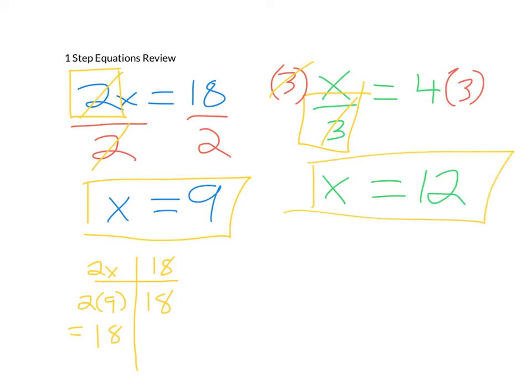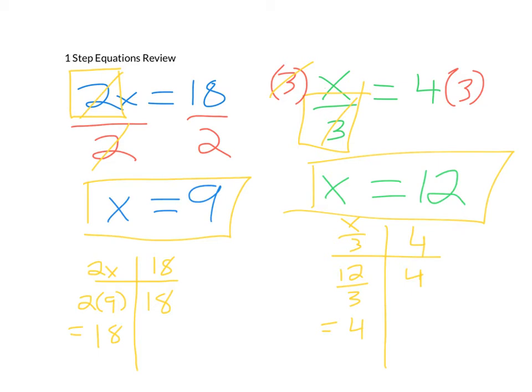We'll do one last check for this. We've got x over 3, and on the other side we've got 4. So we're going to take 12 and divide it by 3. That's going to give us an answer of 4. The other side is 4. So our left side, again, is equal to our right side.